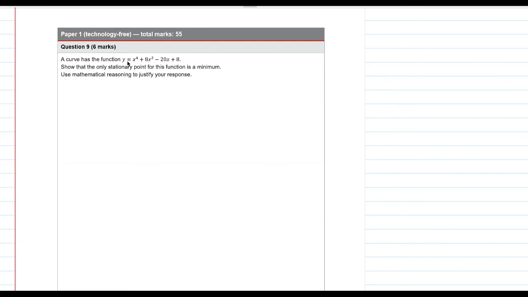A curve has the function y equals x to the 4 plus 8x squared minus 20x plus 8. Show that the only stationary point for this function is a minimum. So the minimum point will occur when the derivative equals 0. So let's find that first. Divide by 4 throughout.